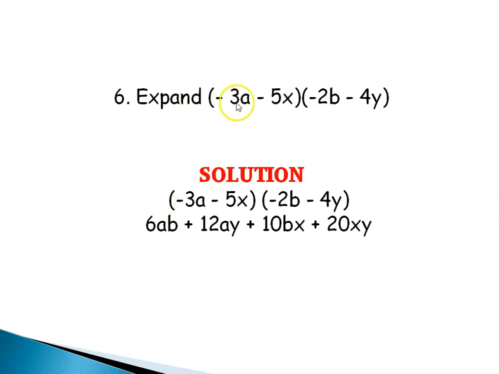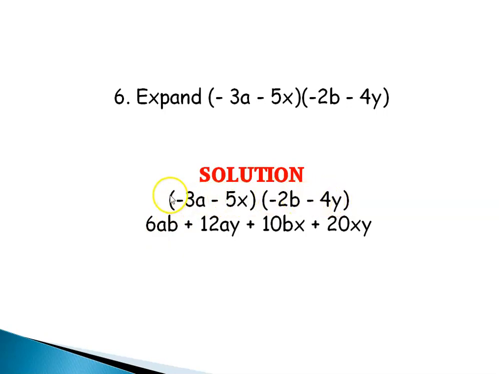Alright, I'm expanding this. Minus 3a minus 5x in the bracket, another bracket minus 2b minus 4y. Do you see that? Okay, so I'm actually going to multiply them out. So let's start. Minus 3a multiplied by minus 2b. Remember, this minus will cancel out this minus, so I'm left with 6ab. And then I use this minus 3a multiplied by minus 4y.